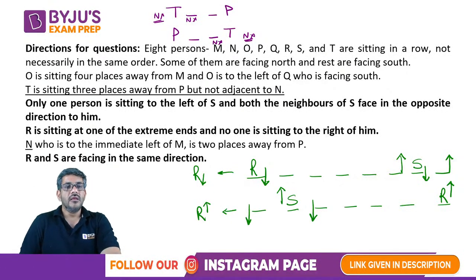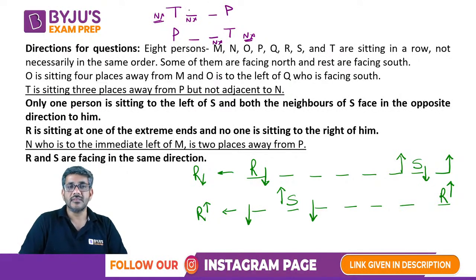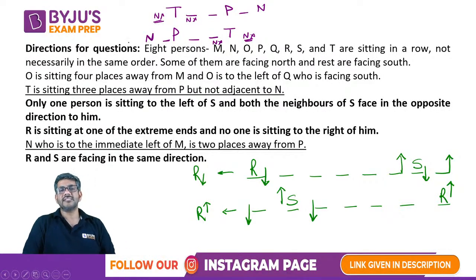Next, N who is to the immediate left of M is 2 places away from P. N is immediate left of M, that means adjacent to M, is 2 places away from P. अब P से 2 places away N है, तो यहां पहले वाले में देखिए P से 2 places away या तो ये बनता है, बट यहां तो already he has given it is not N. So can I say N must be 2 places away in the other direction? Similarly here P से 2 places away अगर N आएगा तो यहां तो N मना किया हुआ है, so N must be in the other direction. So these two must be the scenarios according to this.